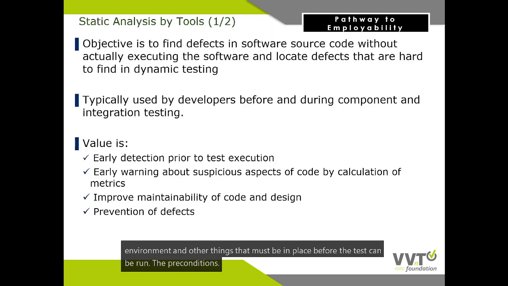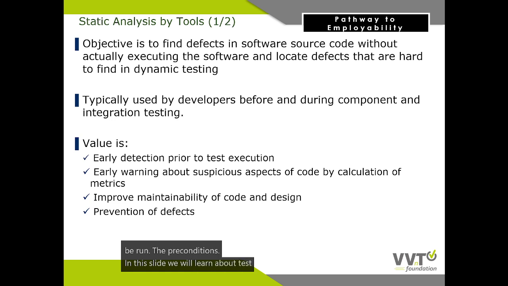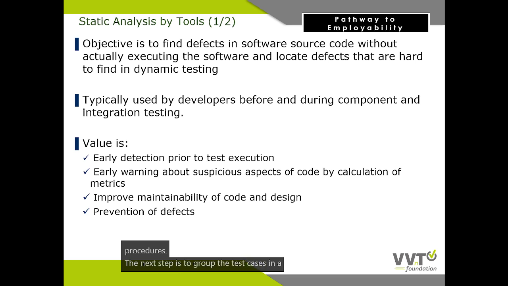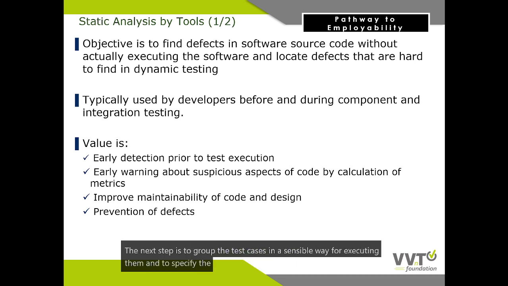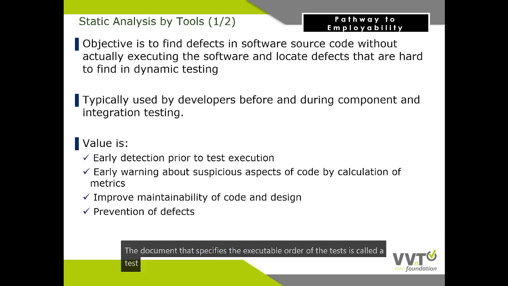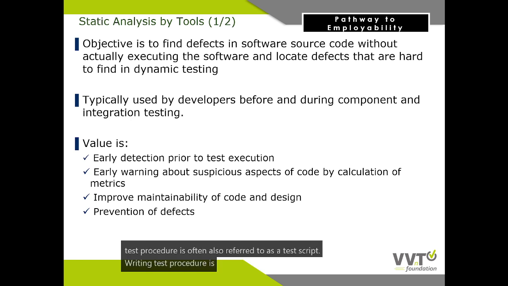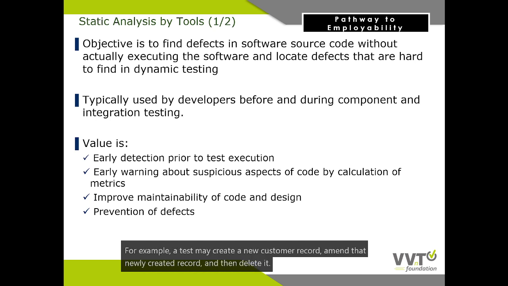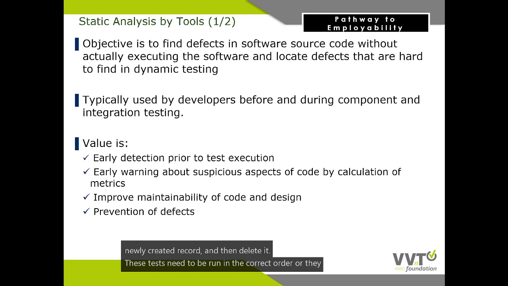In this slide we will learn about test implementation, specifying test procedures. The next step is to group the test cases in a sensible way for executing them and to specify the sequential steps that need to be done to run the test. The document that specifies the executable order of the tests is called a test procedure, and is often also referred to as a test script. Writing test procedure is another opportunity to prioritize tests. For example, a test may create a new customer record, amend that newly created record and then delete it. These tests need to be run in the correct order, or they won't test what they are meant to test.